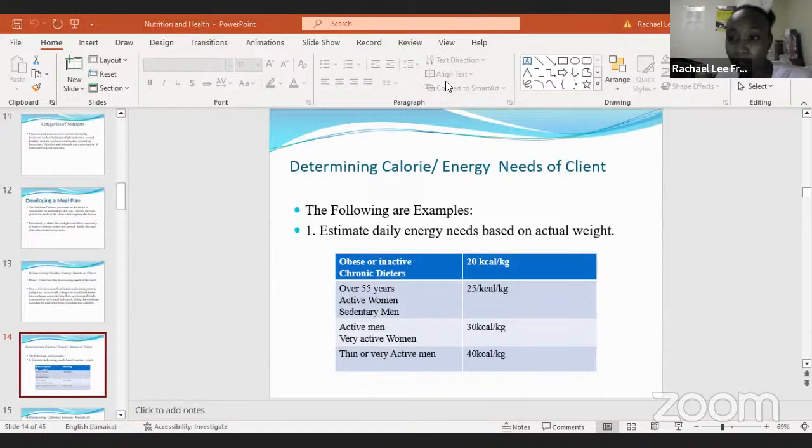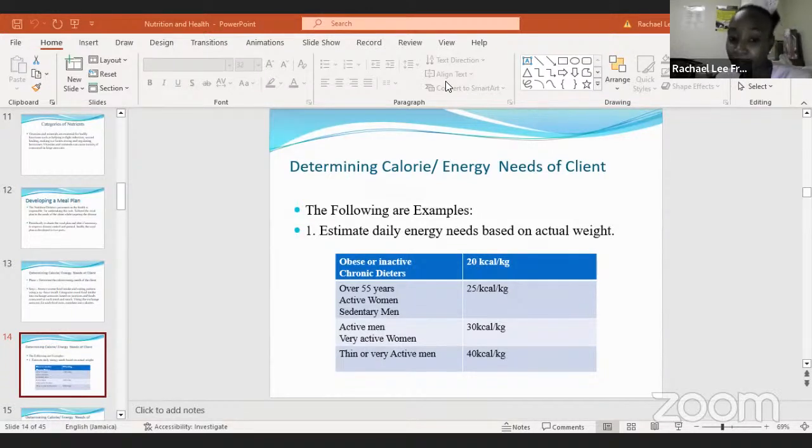If you're active, meaning you're burning more calories than a regular inactive obese person, or a sedentary man. Those are sedentary lifestyles, for instance a taxi driver who is not doing much exercise. But for an active woman, or somebody over 55, you would consume 25 kilocalories per kilogram.